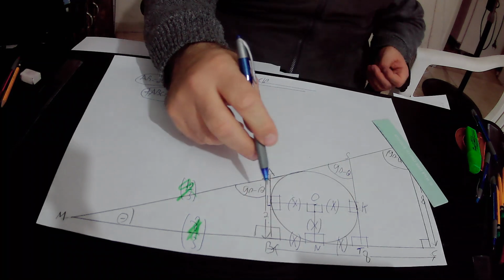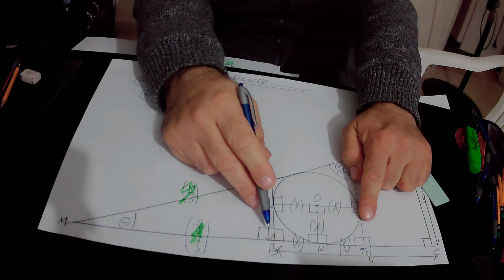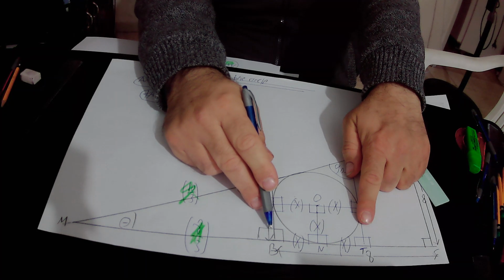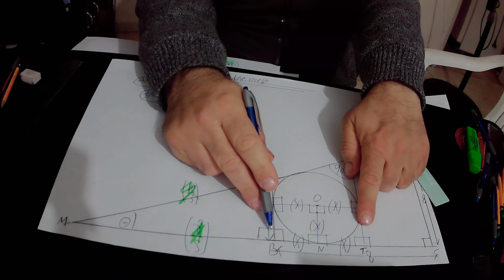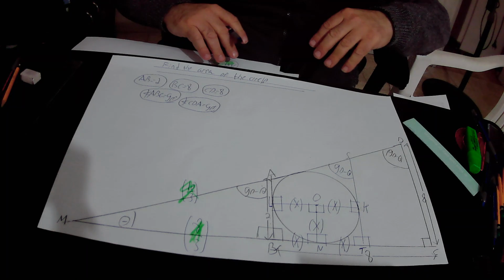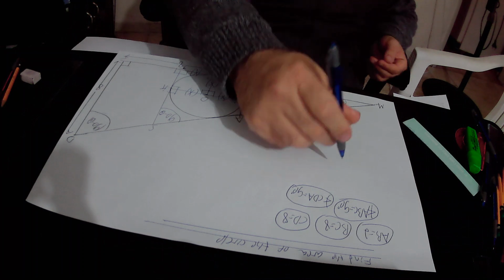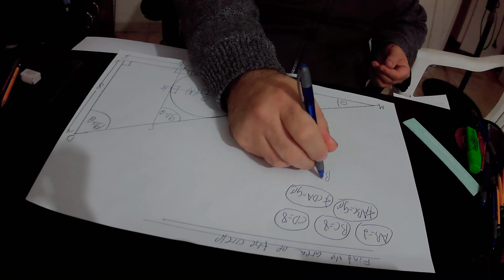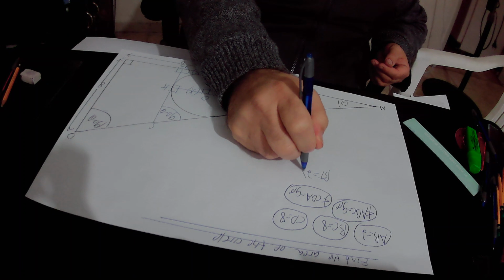So in conclusion, we found out that the length of line segment BT is equal to x plus x, that is 2x. So I write it down: BT equals 2x.